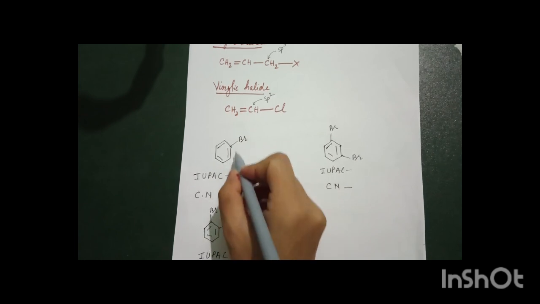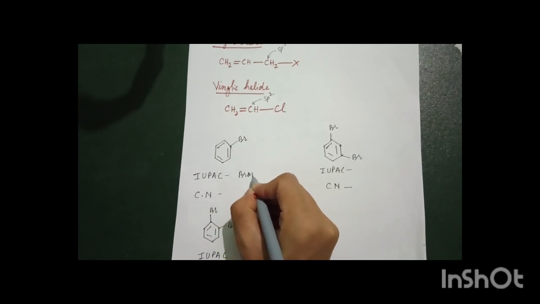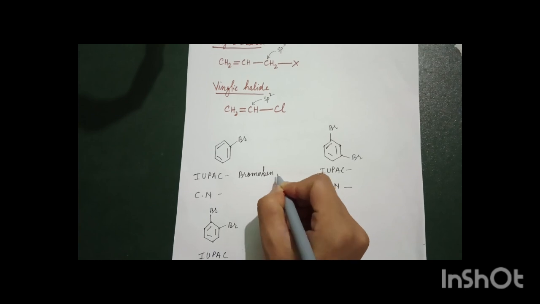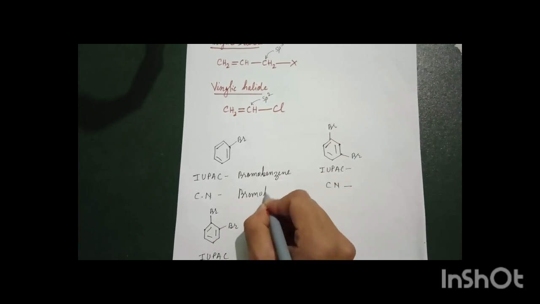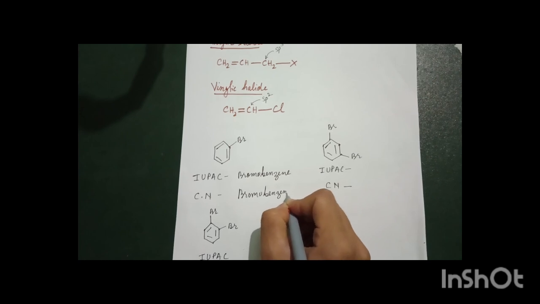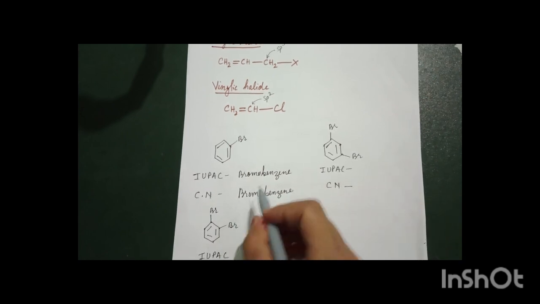Here in case of benzene halides or haloarenes, both IUPAC and common names are almost the same. Here we will use bromobenzene. So this is also bromobenzene. Both are the same in this case. Common name and IUPAC names are the same.